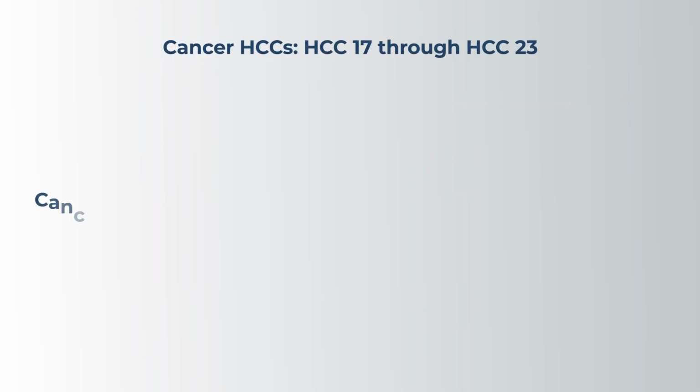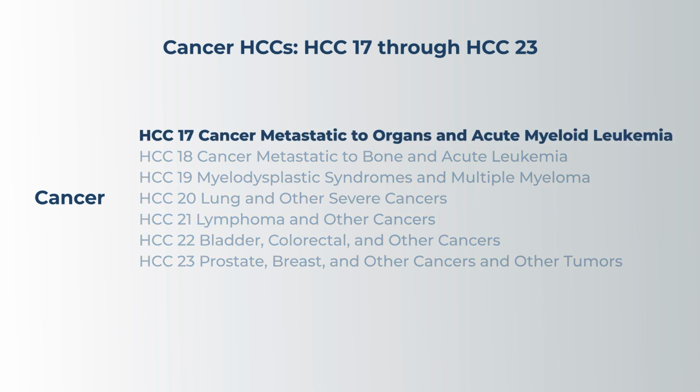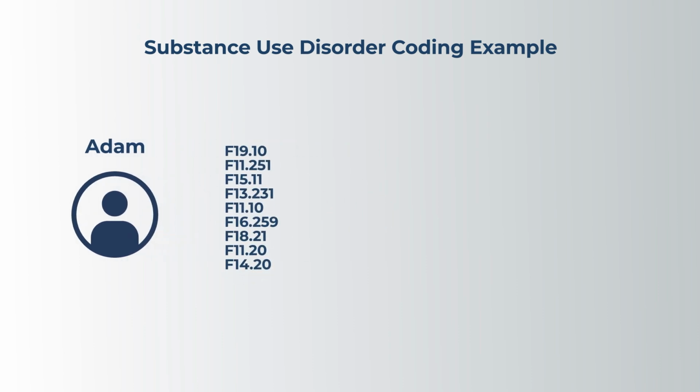As an example, all risk-adjusting cancer codes, from solid breast tumors to leukemia, are placed into one of the cancer HCCs, HCC 17 through HCC 23. Within this group, the more serious HCC will impact the patient's overall risk adjustment factor, while the others will not impact it at all. To explain how a hierarchy works, let's look at substance use disorder.